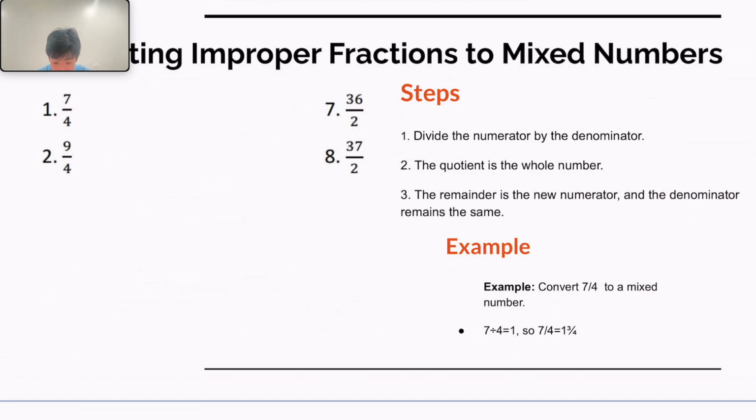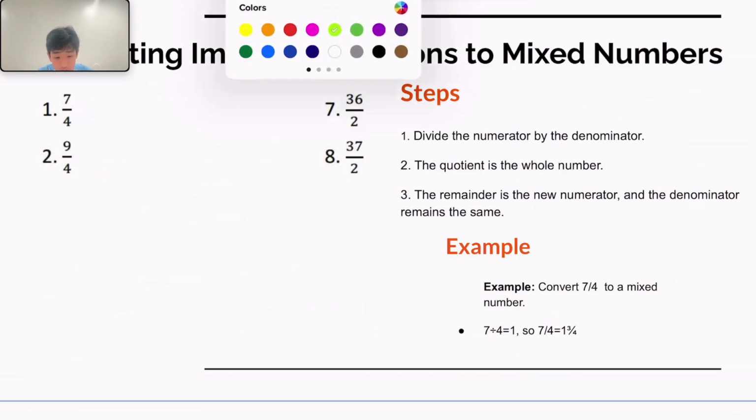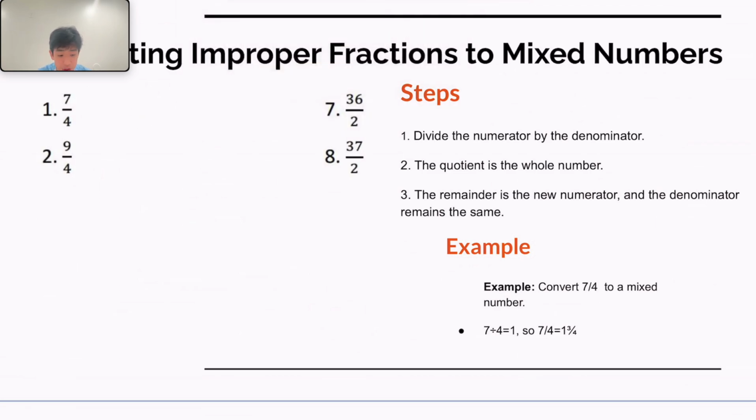First, 7 over 4. First, you divide the numerator by the denominator here. So 7 divided by 4. This is basically the example we just saw. 7 over 4 will become 1. So the new whole number is 1 here. And for 7 over 4, we have 3 left. So this is just 3 over 4.